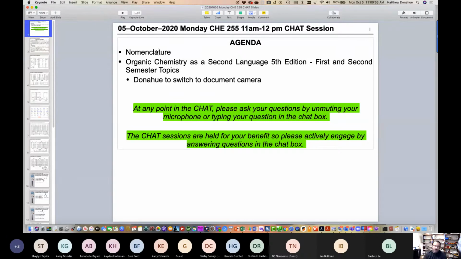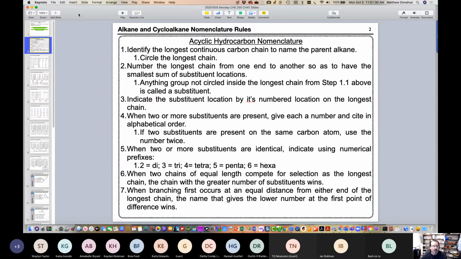I'll give you the actual IUPAC rules for nomenclature, and then we'll go into some basic stuff in terms of me lecturing on nomenclature, but the majority of the chat session will be spent by you guys looking at structures and naming them. The best way to figure out how to do these problems is just doing them. Looking at the actual rules, you need to know them, but memorizing them or committing them to memory is not the best use of time. So let's go ahead and get right into it.